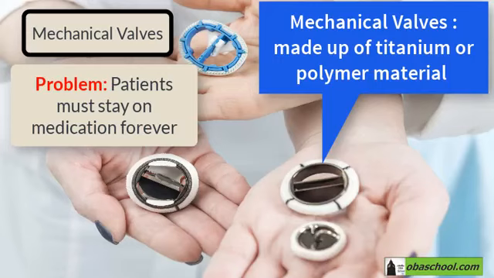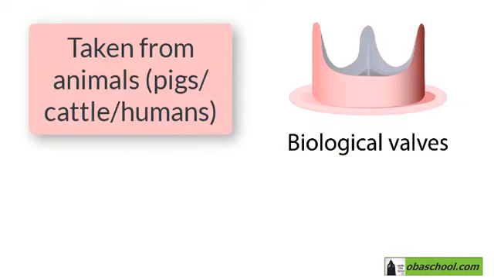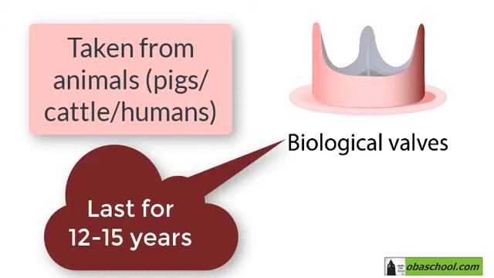On the other hand, doctors can replace the heart valves with something called biological valves, which are taken from animals like pigs or cattle, or even human donors. The patient does not need any medication with these, but they only last for about 12 to 15 years.